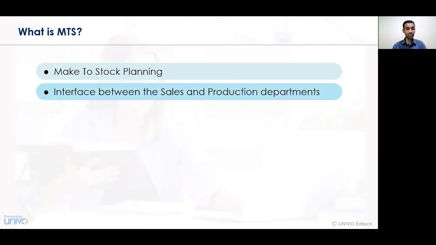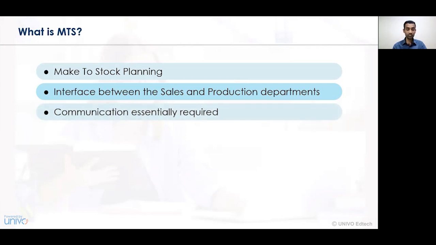The MTS strategy is an interface or a link between the sales and the production department. So in this case, we have to understand how make to stock planning can be implemented between the selling department and the production department. One has to understand the need and demand for a particular product in the market, and based on that demand, what amount needs to be supplied. Communication is essentially required.